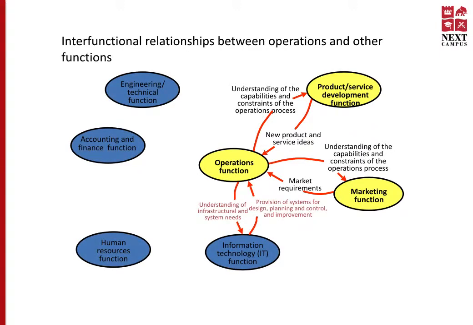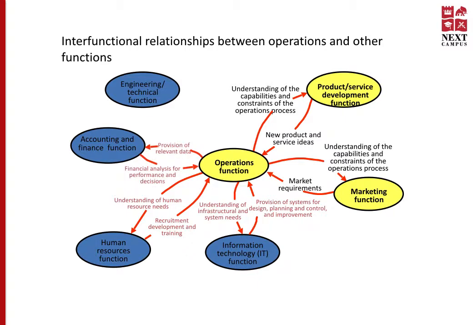When the information technology function tells the organization of the provision of systems required for design, planning, and control and improvement, the operations function helps the information technology function understand the infrastructural and system needs. When the human resources function tells the organization the requirement for recruitment, development, and training, the operations function helps the organization understand the human resource needs.